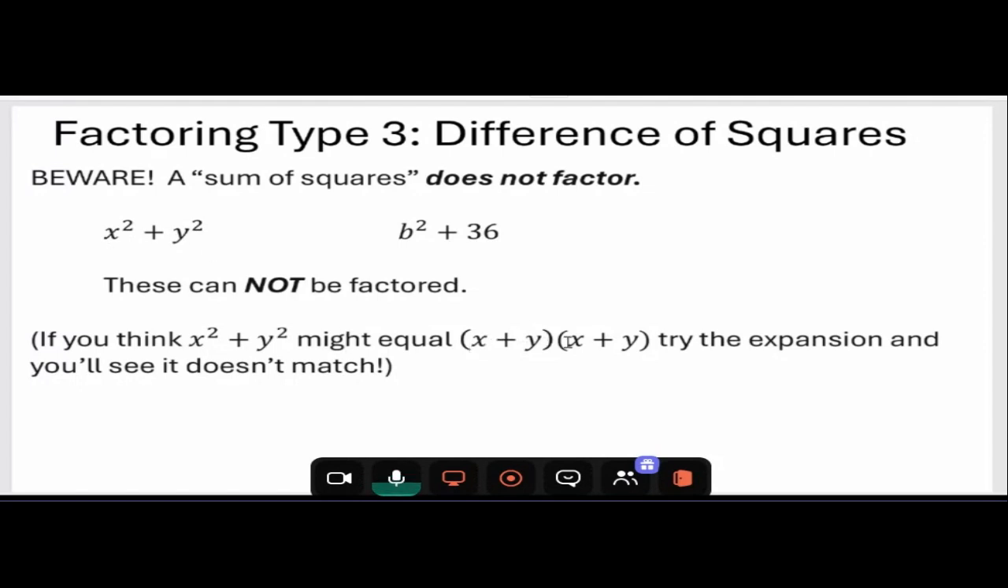because you get x squared plus xy plus xy plus y squared. The middle terms do not cancel out. You get all these extra terms there. So there is no way to factor a sum of squares, two squares being added together. If you get that question, you say does not factor, or I think some courses have you call those prime when they can't factor. So if none of the factoring methods work, then you say that that expression is prime, doesn't factor.